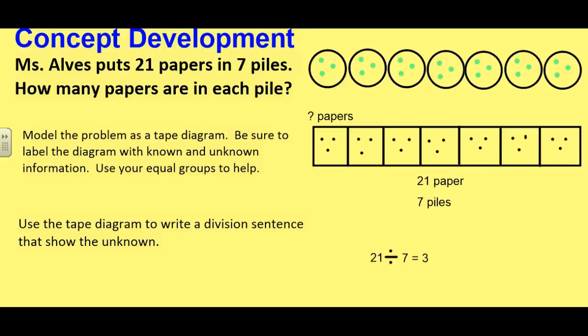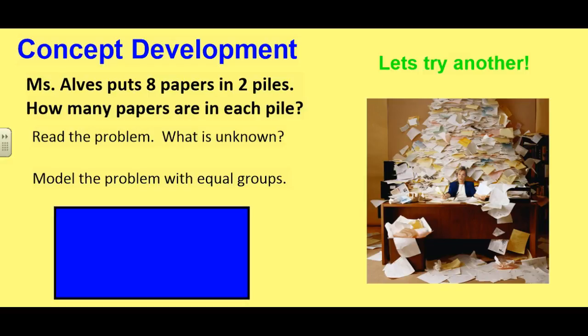Okay, so now we're going to try one more problem before we're ready for the problem set to see if you can get a little bit better at drawing tape diagrams. So this one says Mrs. Alves puts 8 papers in 2 piles. How many papers are in each pile? So it's kind of like the exact same problem, it's just we're going to have different numbers. We know that there's going to be 8 pieces of paper total, and we know that she's going to have 2 piles. So that 2 piles tells us there's going to be 2 groups.